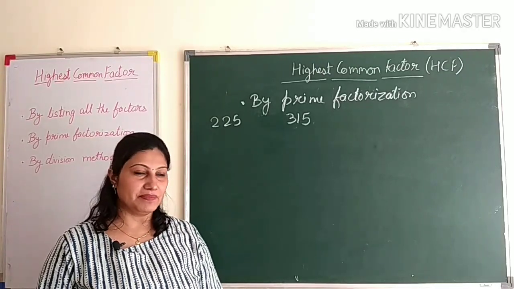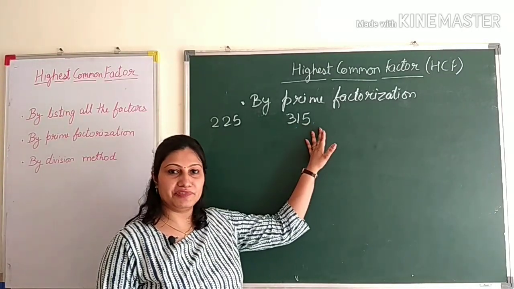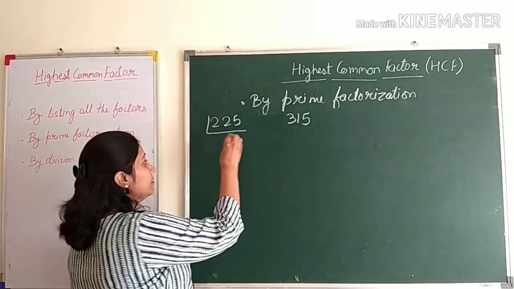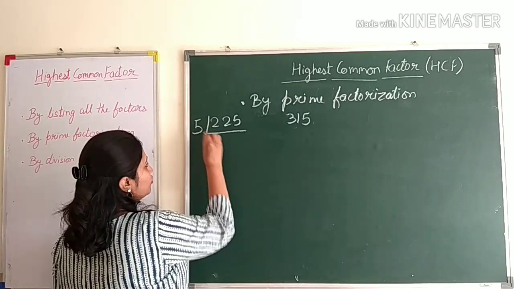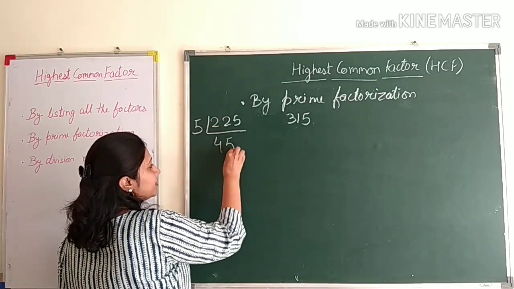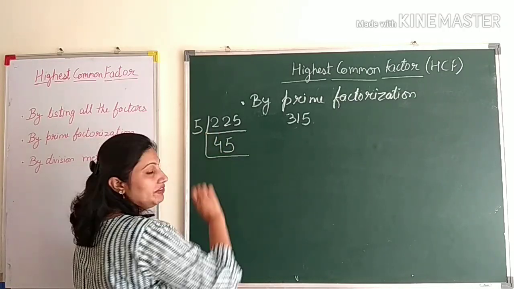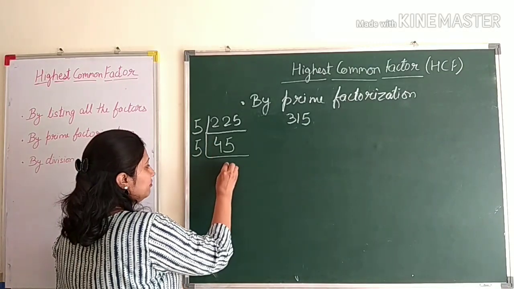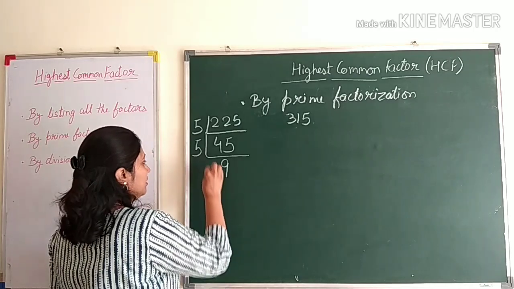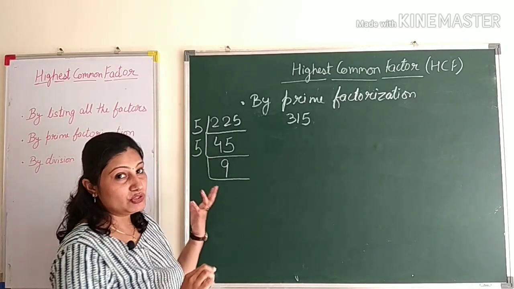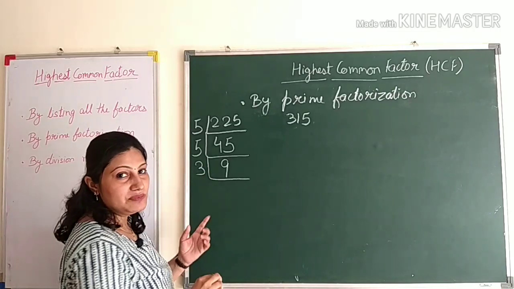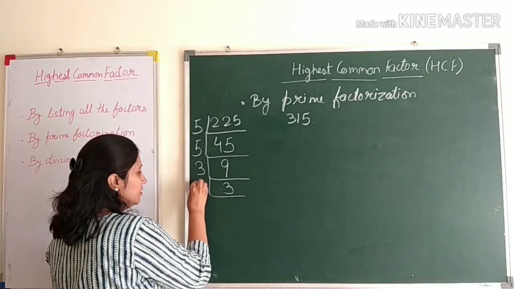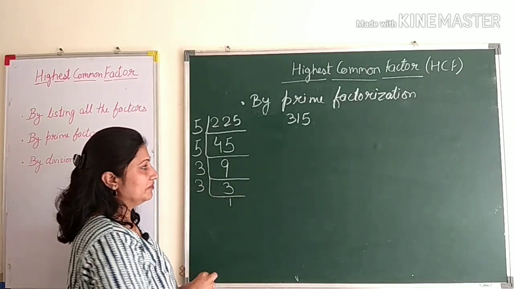Let's take one more example. 225 and 315. 225 ended with 5. So it means we can easily divide this number with the prime number 5. So 5 4s are 20 and 5 5s are 25. Now this 45 number is again ended with the 5. So we can divide this number with the 5 again. So 5 9s are 45. Now this 9 number, I can visualize, I can memorize this number. It comes under the table of 3. So 3 3s are 9. So in this, 3 is a prime number. So it comes under the table of 3 itself.